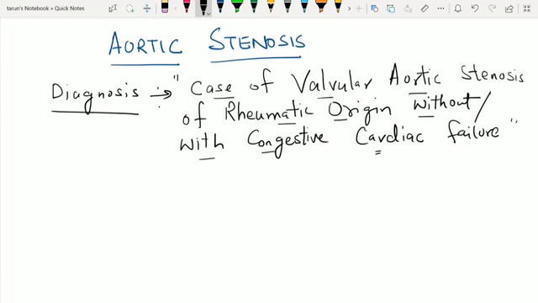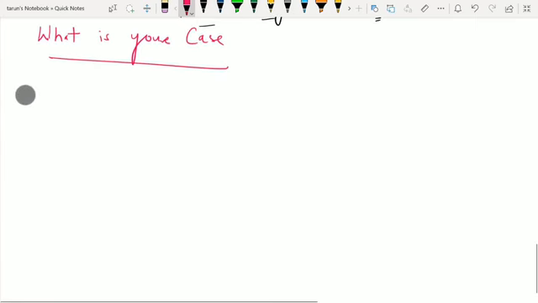in sinus rhythm. So after the diagnosis is over, then the examiner can ask what is your case, then you have to elaborate further. So we'll see now what is our case.